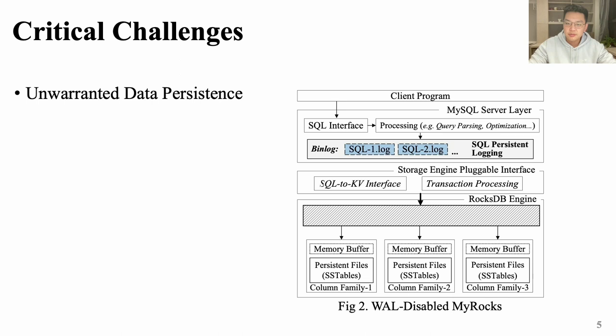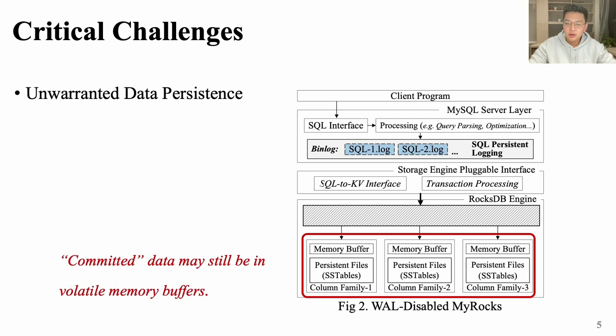However, if the WAL was eliminated, such an assumption could not be held anymore. In other words, the transaction commit flag in the bin log can no longer be reliably viewed as the safe point for data persistence, since the RDB layer cannot be certain whether the transactions prior to this point have been truly made persistent or not.